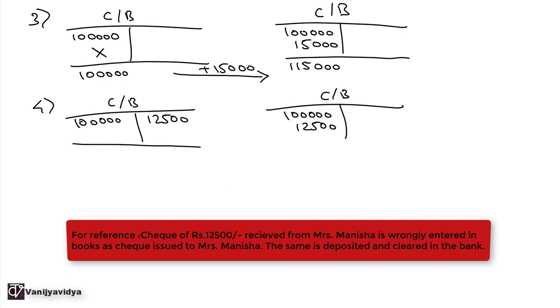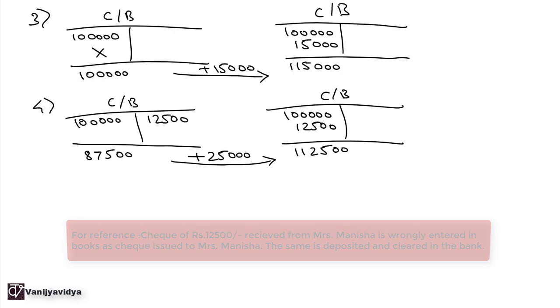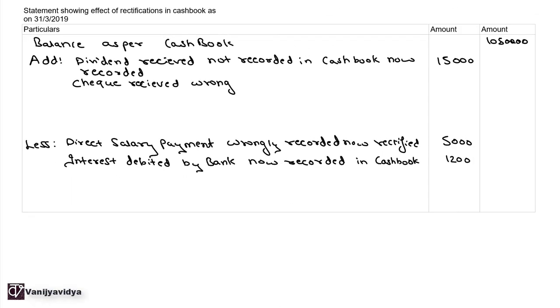Now let's see the balance here. 87,500. Here the balance is 1,12,500. Now what is the impact of this? Impact of this was that initially the entry was posted wrongly on the credit side of cash book instead of debit side. So we have to add 25,000 in the rectification statement. Let's do that. Add check received wrongly entered as check issued, now rectified 25,000. Now the next transaction.